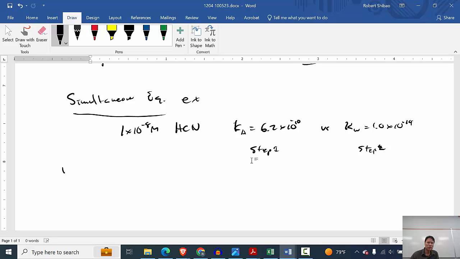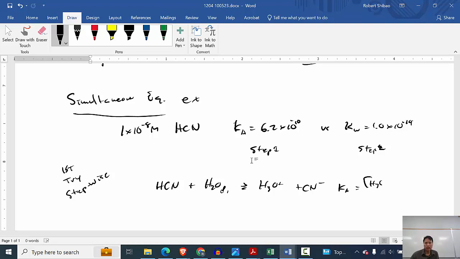And so first try stepwise, because if stepwise works, you've just saved yourself a ton of math. And so we're going to try it. So we'll do HCN is going to produce some hydronium. Ka is just products over the reactants.